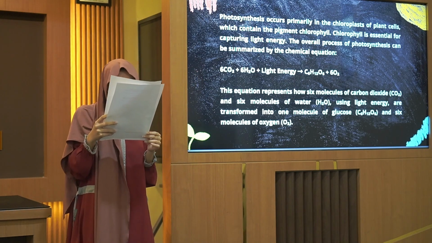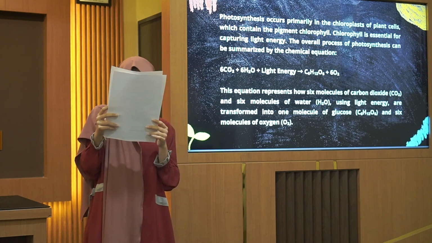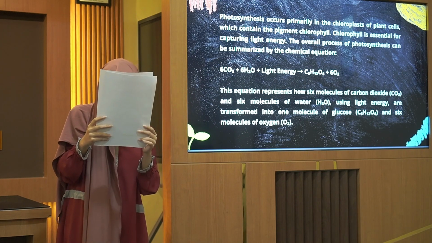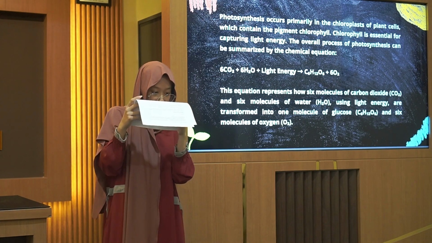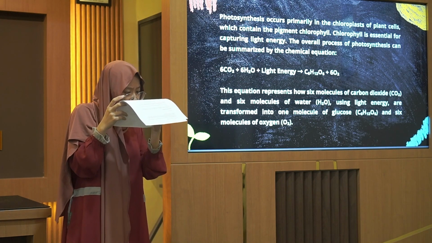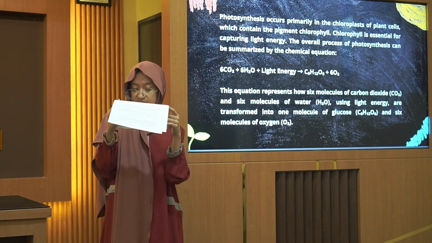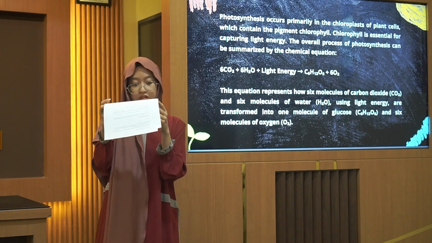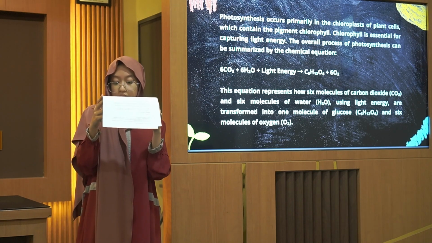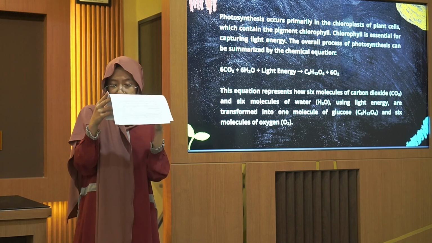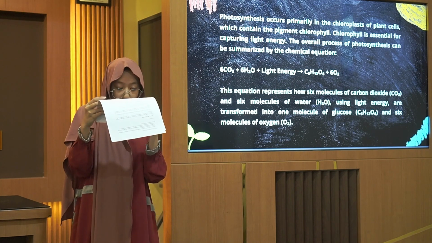Photosynthesis occurs primarily in the chloroplast of plant cells, which contain the pigment chlorophyll. Chlorophyll is essential for capturing light energy. The overall process of photosynthesis can be summarized by a chemical equation. This equation represents how 6 molecules of carbon dioxide, CO2, and 6 molecules of water, H2O, using light energy, are transformed into a molecule of glucose, C6H12O6, and 6 molecules of oxygen, O2.